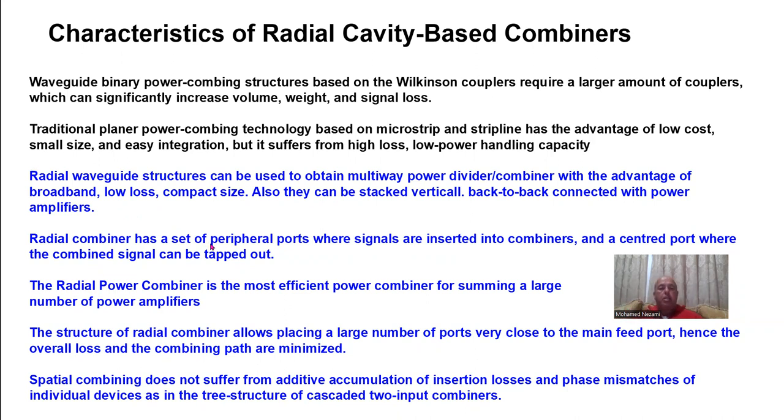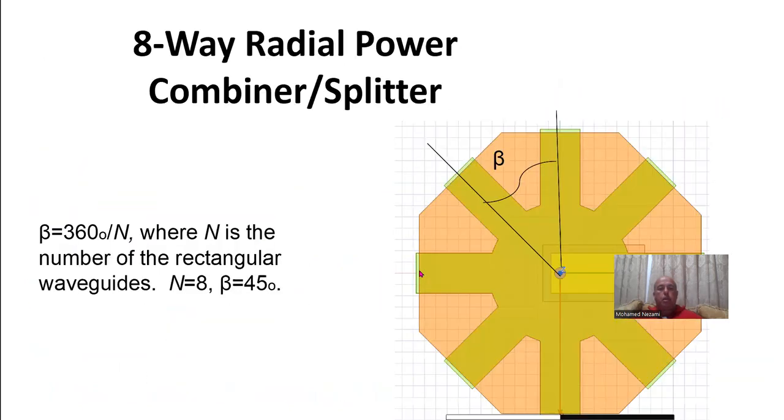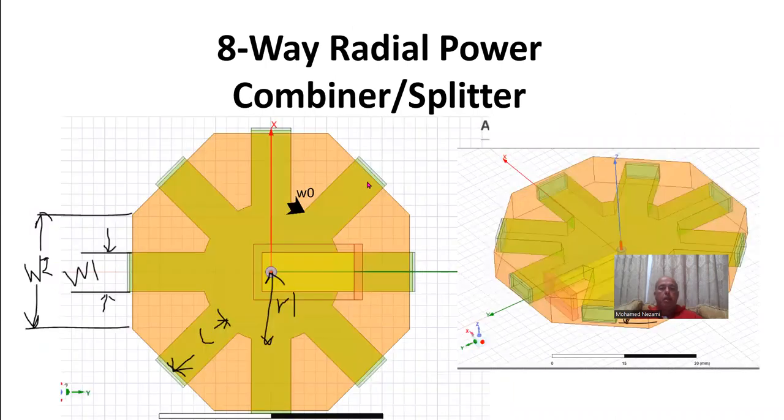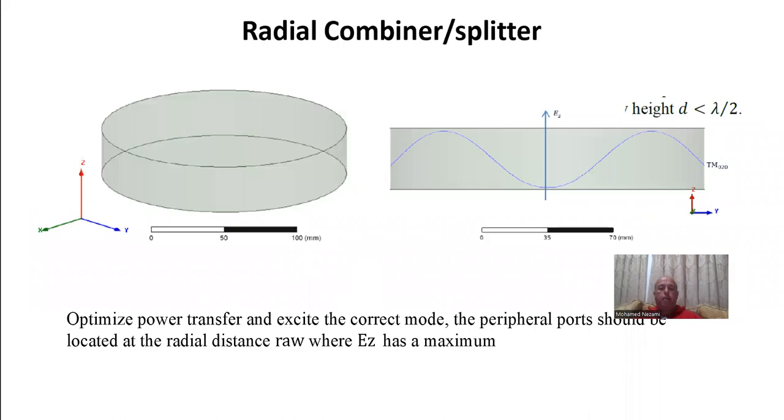Radial combiners have a set of peripheral ports. That's one thing I forgot to mention. Let's just get ahead to these. These here we name as peripheral ports, okay? And this one is a central port. So let's come back.